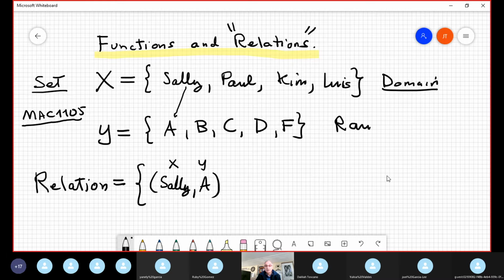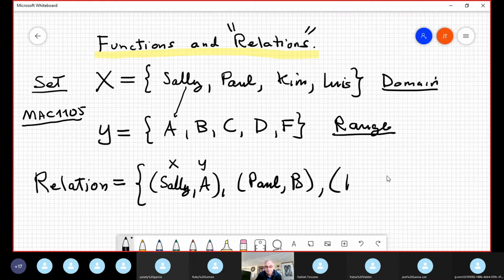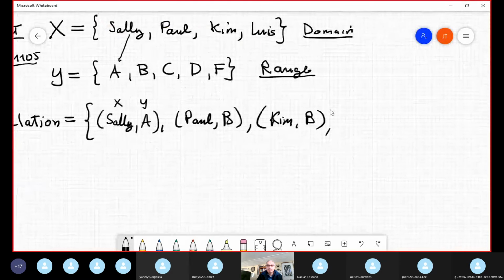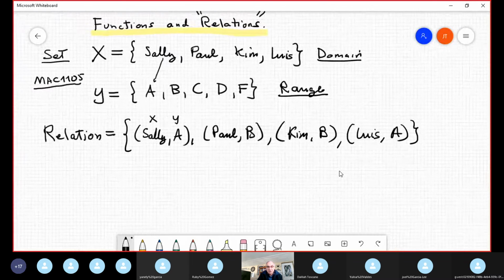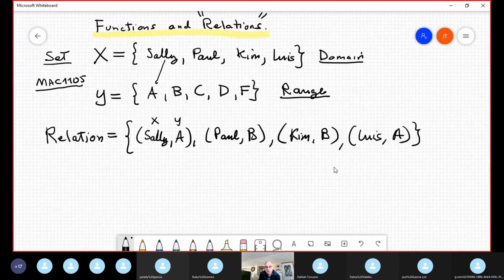Domain is the first, which represents the first component, and you express it like an ordered pair. Association: Sally gets A. Paul, I don't know, B. King, also B. And Luis is an excellent student, gets A. And this is the symbolic way to represent a relation. In other words, it is an association between two sets.